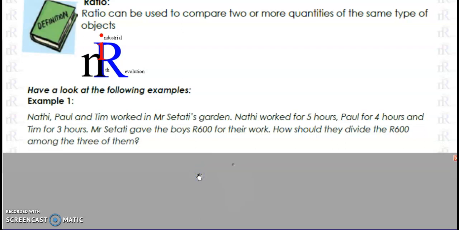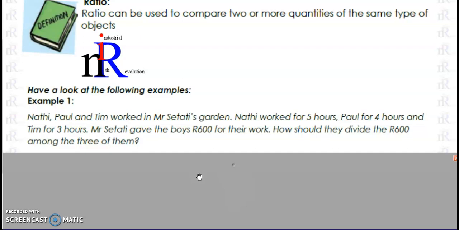Nati, Paul and Tim worked in Mr. Sitati's garden. Nati worked for 5 hours, Paul for 4 hours, and Tim for 3 hours. Mr. Sitati gave the boys 600 rand for their work. They should divide the 600 rand among the 3 of them.